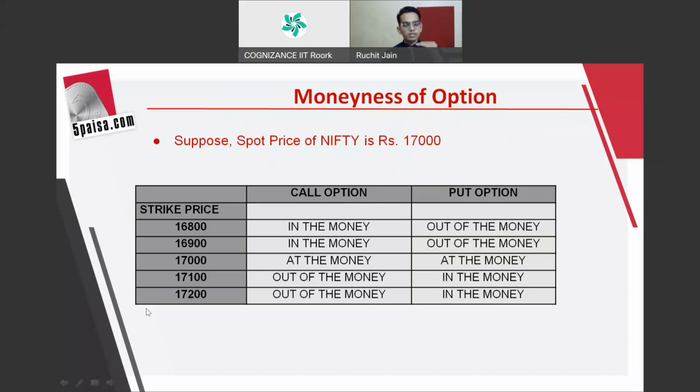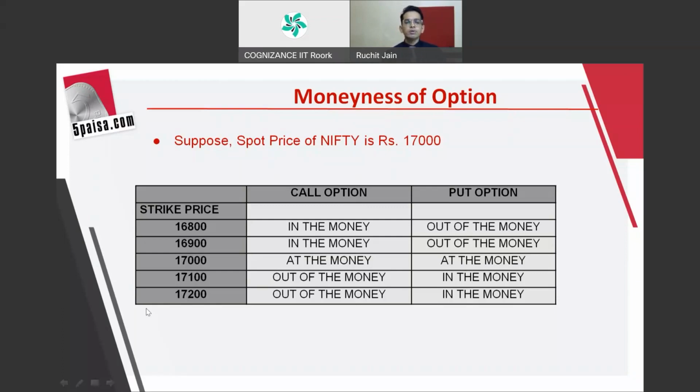So whatever the current market price of Nifty is, the nearest strike price options are known as at the money options. All strike prices below the at the money, meaning if Nifty is trading at 17,000, then 16,900, 16,800, 16,700, 16,500, all those call options would be called in the money options, and all those put options will be called out of the money options. And if Nifty is trading at 17,000, then all higher strike price options, 17,100, 17,200, 17,300, all those call options would be called out of the money options, and all those put options would be called in the money options.